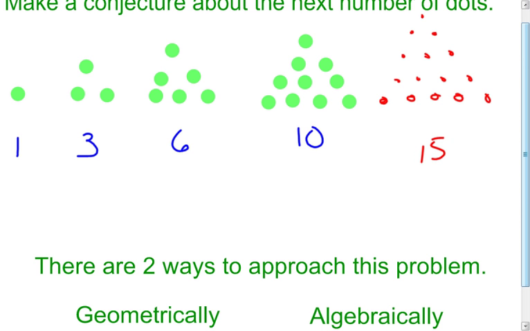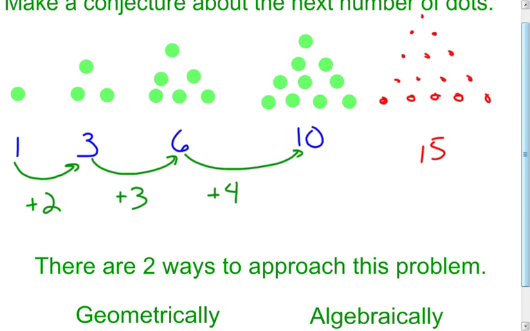But what I notice here, when I go from 1 to 3, I added 2. This is one way to look at it. When I go to 6, I added 3. And then when I go to 10, I added 4. So my conjecture would be I must have to add 5 next, because it's going 2, 3, 4, and then if we add 5, what do you know? It works. We end up at 15. So the geometric approach would tell you to draw a picture. Algebraic approach would say let's look at the numbers and see if we can come up with a pattern.